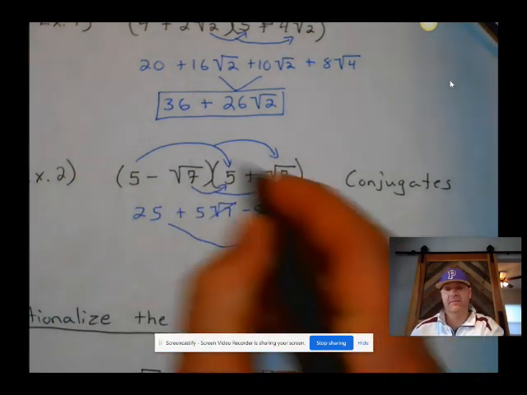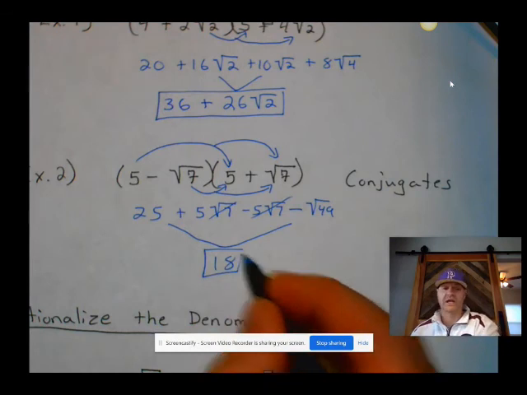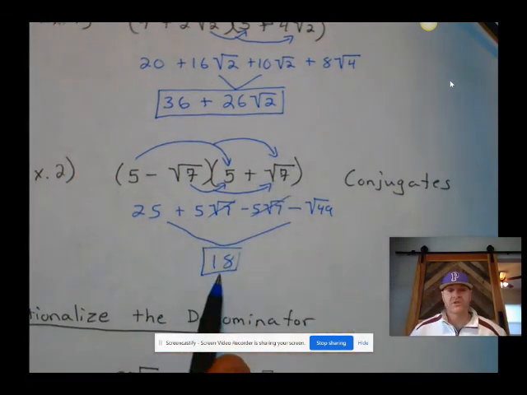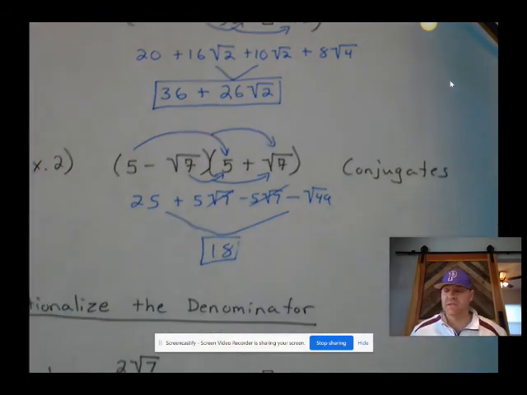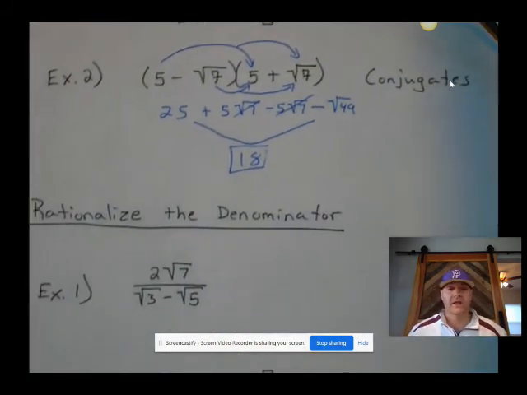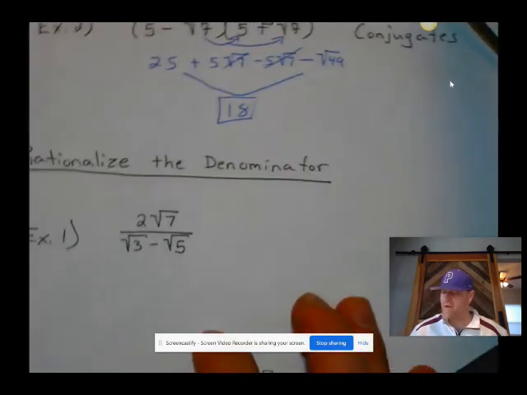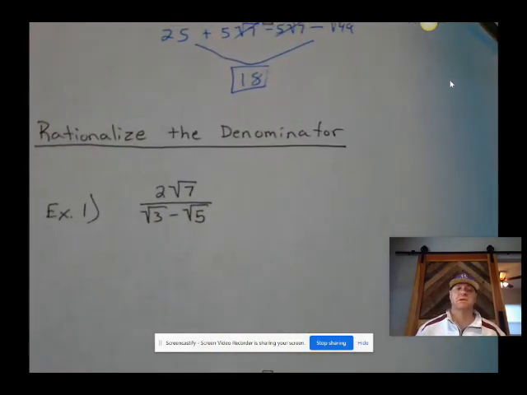All of this simplifies to give me 18, which is kind of cool that we take all of this and I get just one solid number here. You're going to have to remember this because we're going to use this on problems like this. When they have you rationalize the denominator, and the denominator is an expression like this, typically what we would do is we want to get the square roots out of the denominator. So we would multiply the denominator by itself.